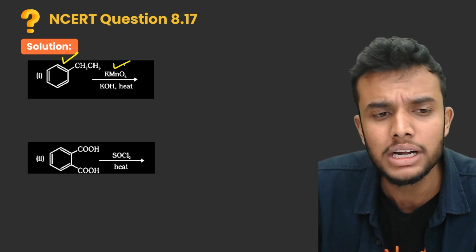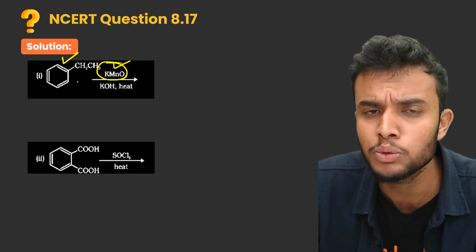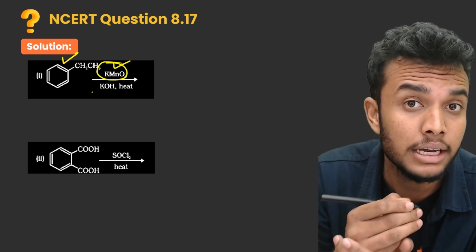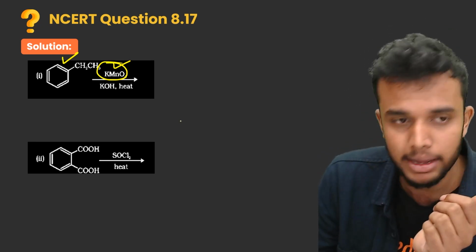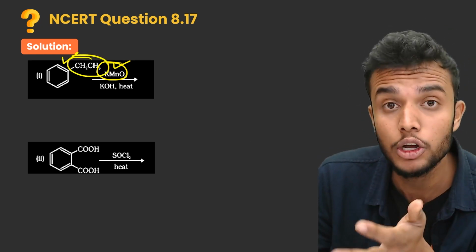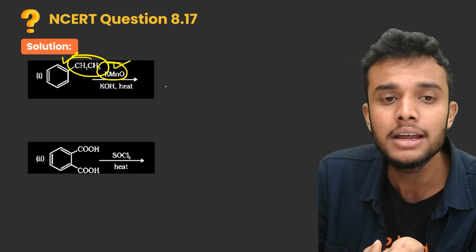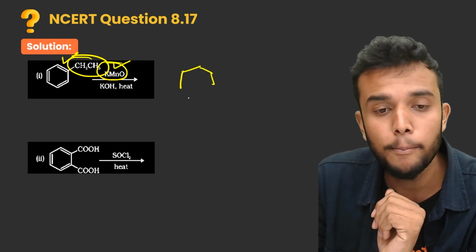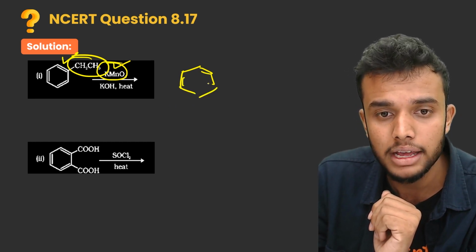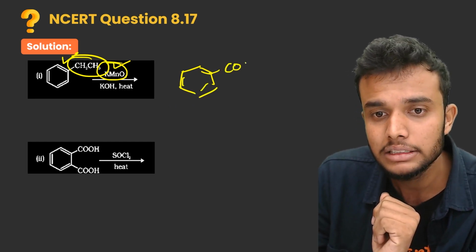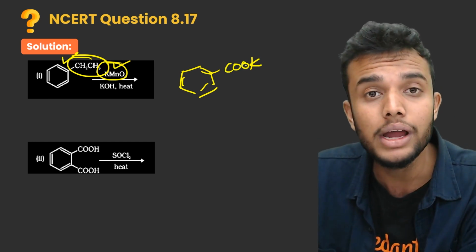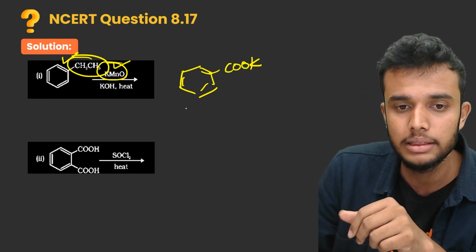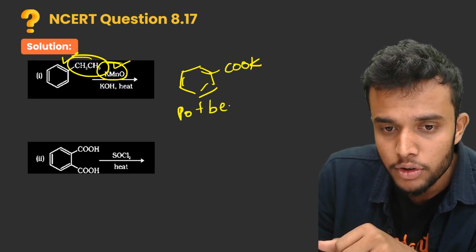What is KMnO4 in the presence of KOH? This reagent acts as an oxidizing agent, right? The CH2CH3 group undergoes oxidation to yield potassium benzoate. In the place of CH2CH3 there is COOK. It is converted into a carboxylic acid group. The name of this compound is potassium benzoate.